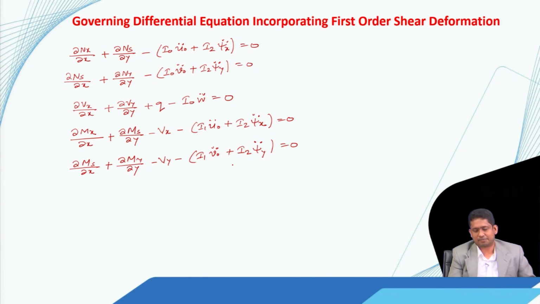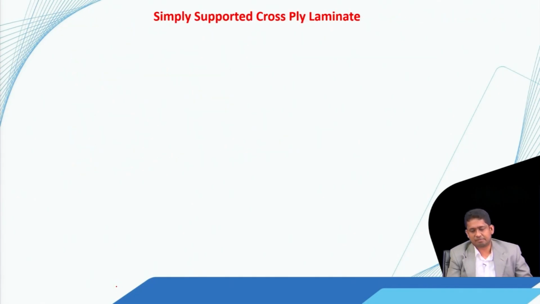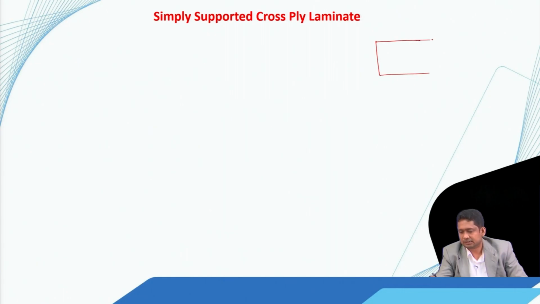Now, when we solve a static problem, we ignore the inertia terms, and when we solve a free vibration problem, we have to ignore the force. So, these are the 2 types of problems we will deal with here. We will consider first a simply supported cross ply laminate. Our laminate has the same geometry we have been considering so far, x y, the dimension along x is a, the dimension along y is b, and all the edges are simply supported.